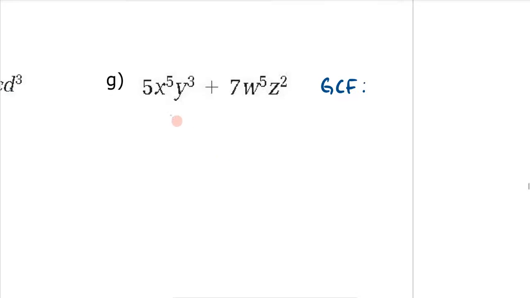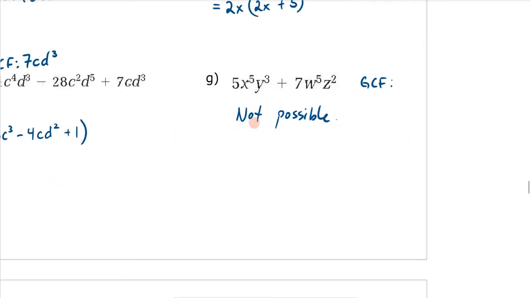Is there a common factor between 5 and 7? No, and we won't use 1. You could say 1, but 1 doesn't help us. X, y, and then wz, there's no common variable either, so it's not possible to factor this. So we leave it as is.